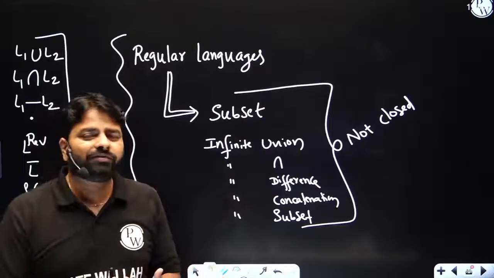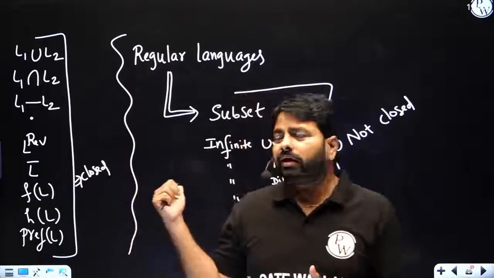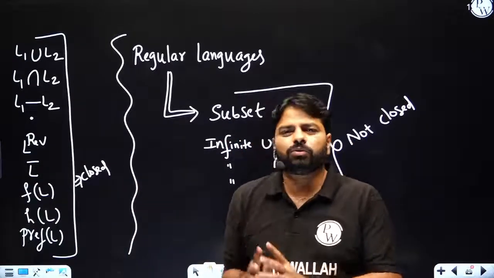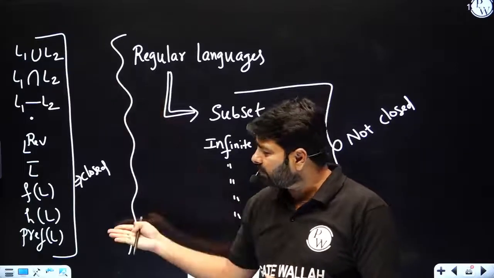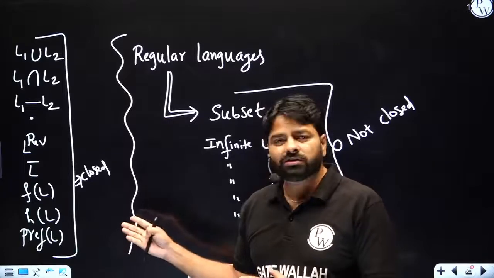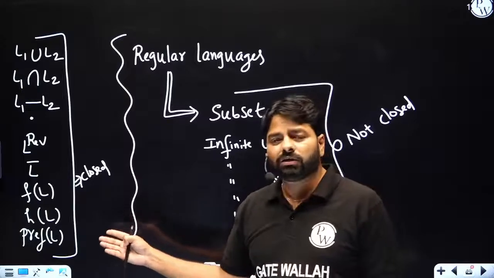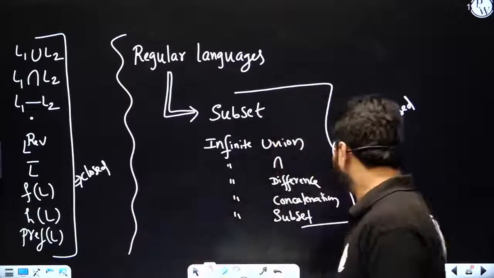But you should know the definition of each and every operation that you see in this topic. Of course, you can't learn 100,000, right? You can learn up to 20 to 30 operations. As I said, some of the list I have given here, like prefix, suffix, substring of the languages, and also many other operations like half of L, one third of L. At least you know the definition of them, and that would be sufficient.